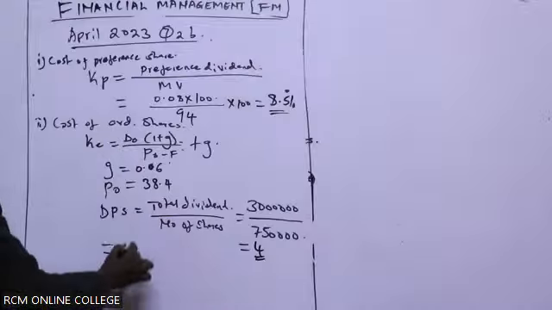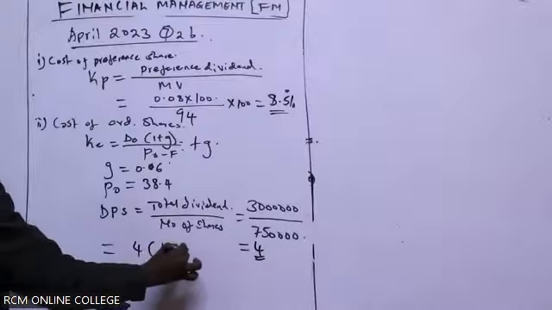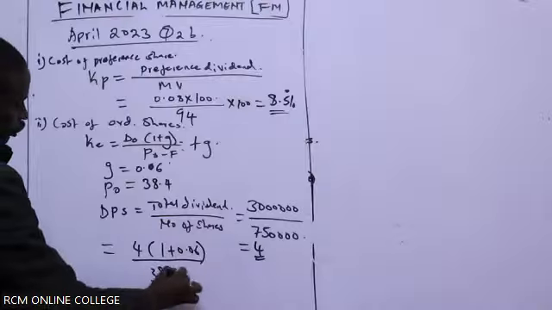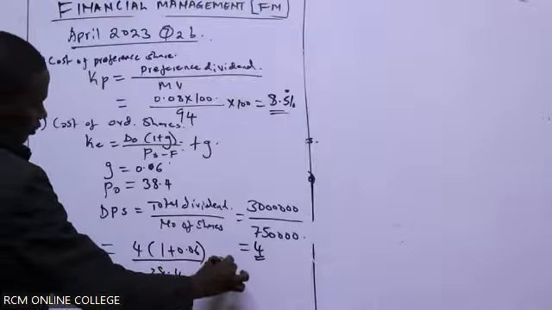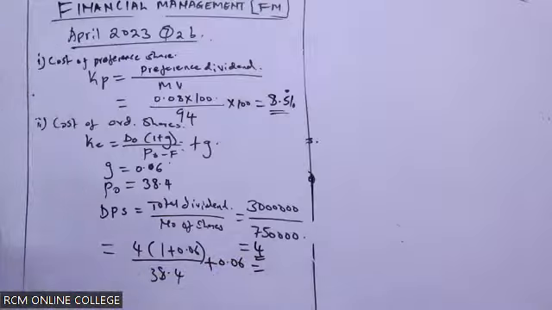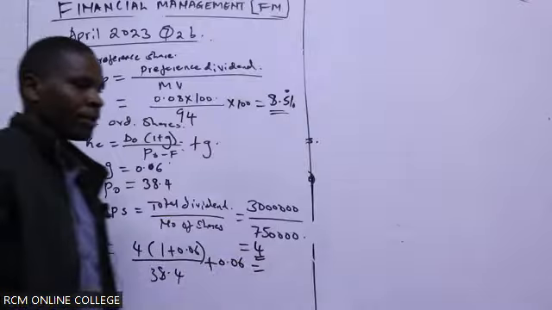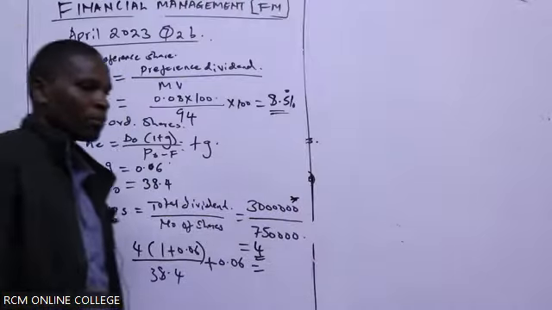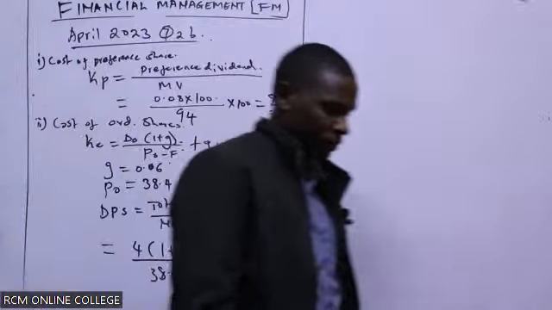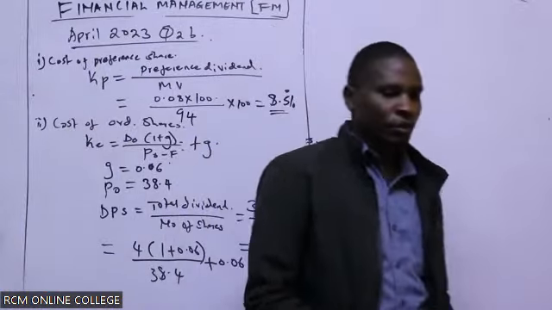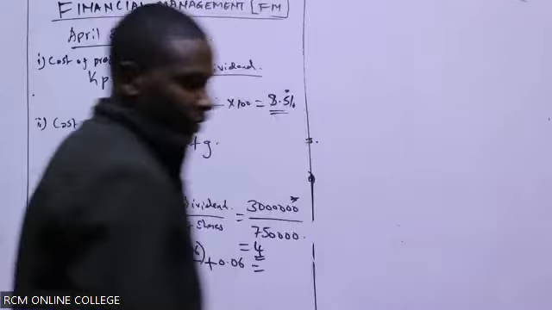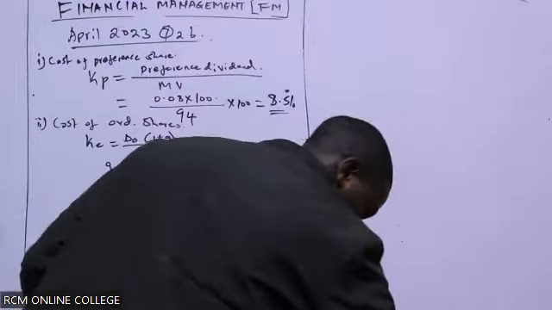So with that, we are able now to compute our KE. You can just put 1 plus 0.06 divided by 38.4. Hatuna flotation, and then we add 0.06. What will be our KE? Trick ilikuwa hapa. Kwa sababu hizo zingine ziko direct. Ziko direct kabisa. Haya. What will be our KE? Then we go to the next one.